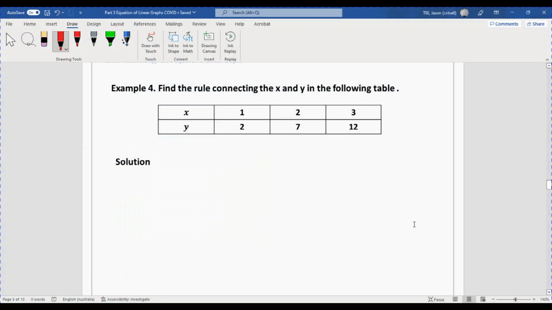Okay, so if you finish copying, then we need to continue now. Another example, again, you need to find the rule. The same process, I'm doing it again. So this time, I will give you a little bit of time to try to do it first, and then I follow up. Okay, so first, how can we check whether this relationship in the table is a linear relationship?